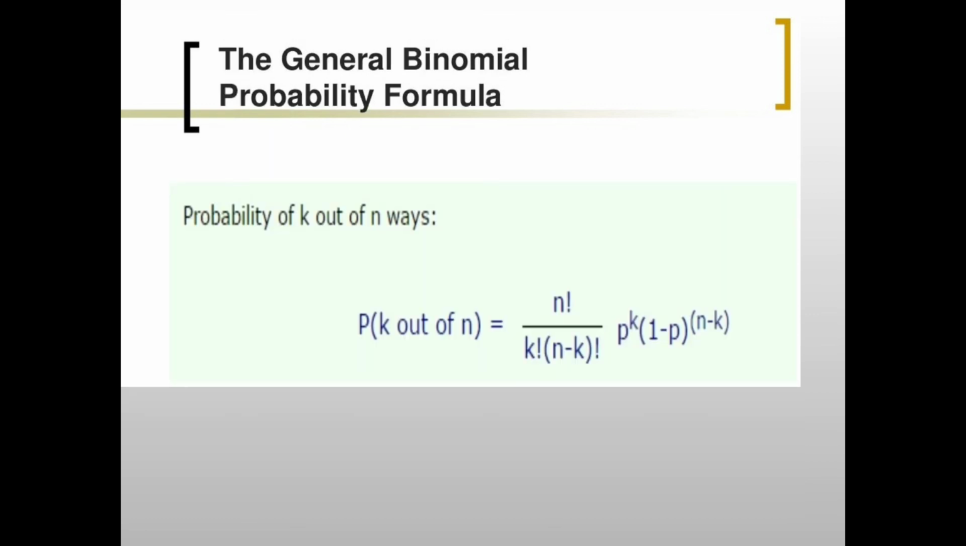The general binomial probability formula. Probability of k out of n is given as n factorial divided by k factorial times n minus k factorial, times p raised to the power k times 1 minus p raised to the power n minus k.